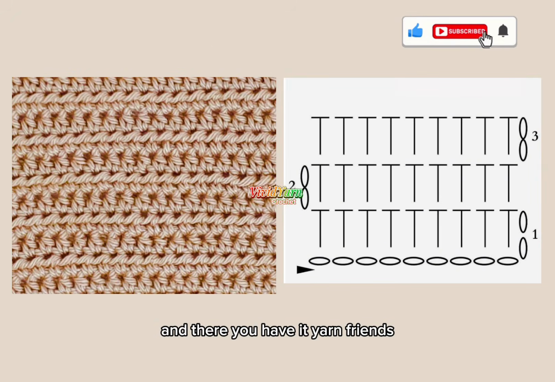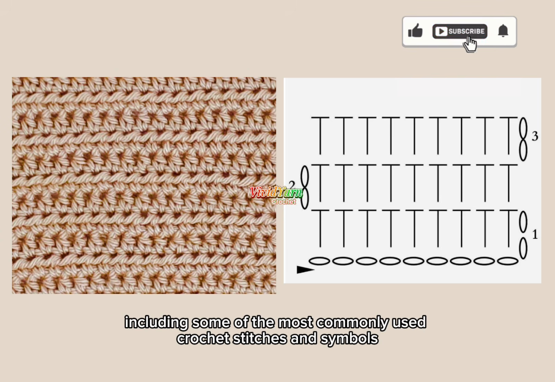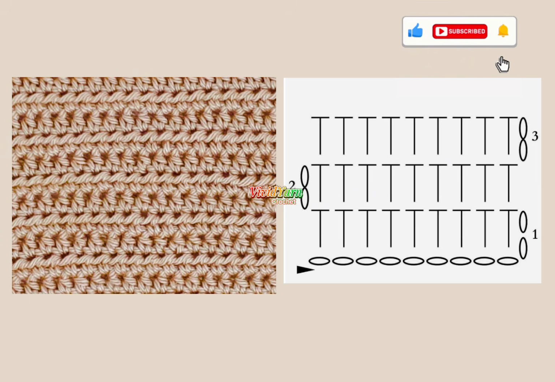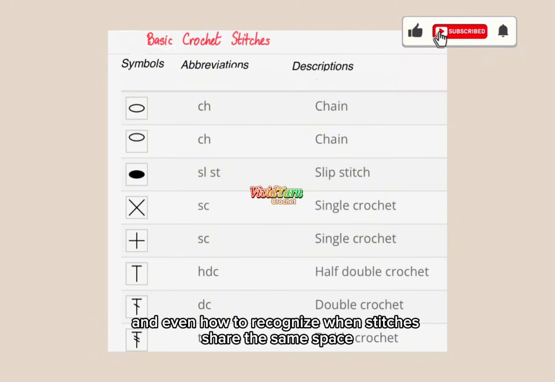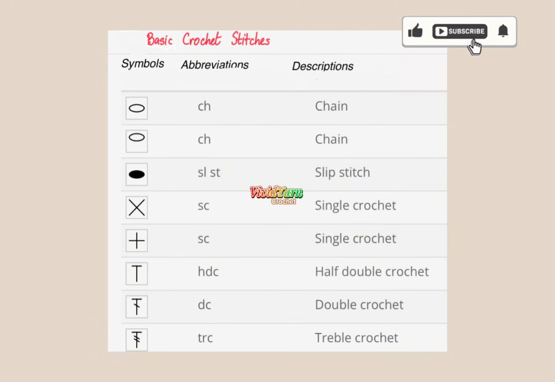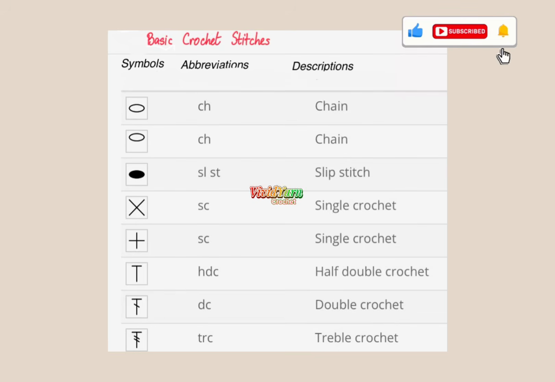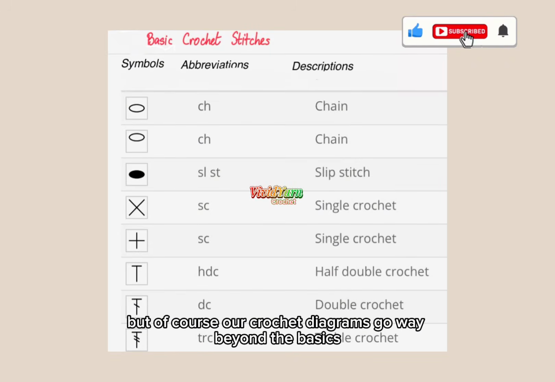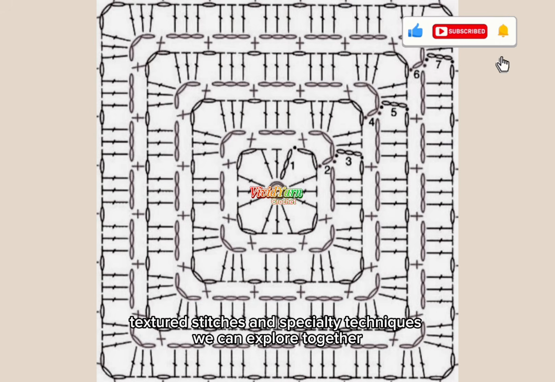And there you have it, yarn friends. You've just learned the basics of reading crochet diagrams, including some of the most commonly used crochet stitches and symbols you'll see in patterns. Chains, slip stitch, single crochet, half double crochet, treble crochet, and even how to recognize when stitches share the same space. These are the building blocks that will help you start reading crochet charts with a whole lot more confidence. But of course, our crochet diagrams go way beyond the basics. There are plenty more symbols, stitch combinations, clusters, shells, decreases, increases, textured stitches, and specialty techniques we can explore together.